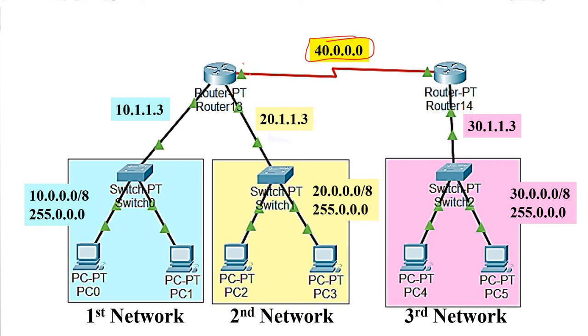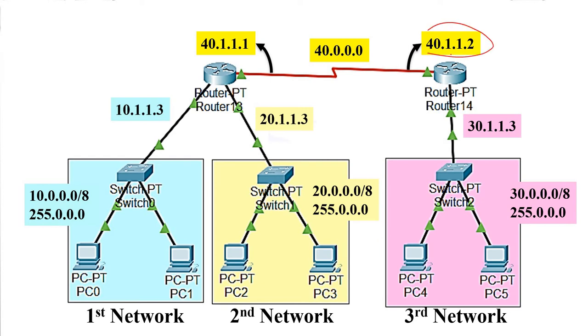Similarly for this port and this port we need to define some host IDs within this network. So here we will be providing this port as 40.1.1 and here we will be providing it as 40.1.2. The network mask, the subnet mask, will also be the same because we are using class A addressing here also. So let's start the demonstration.